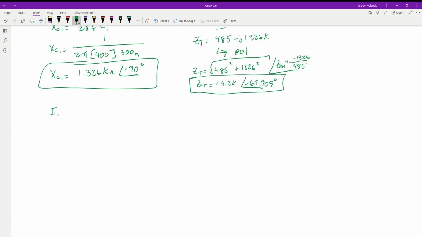Now we solve for our I total. 10 volts peak at 0 divided by our impedance total, which is 1412 at an angle of negative 69.909. That gives us 7.082 milliamps at an angle of 69.909 degrees.